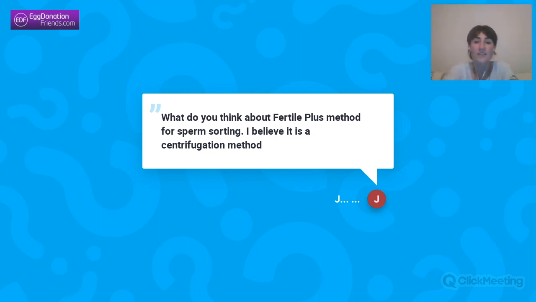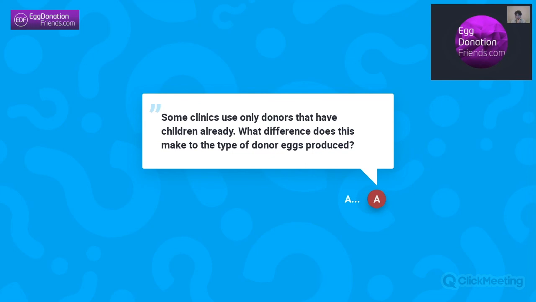To be completely honest, I'm not familiar with this method. I will search for it the moment this presentation finishes, but I don't have an opinion about it currently. Of course, thank you. The next question then is this one. Some clinics use only donors that have children already. What difference does this make to the type of donor eggs produced?